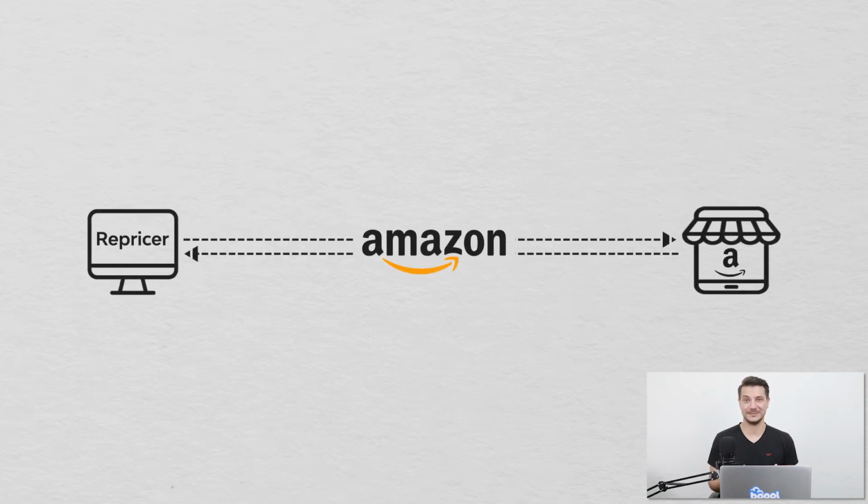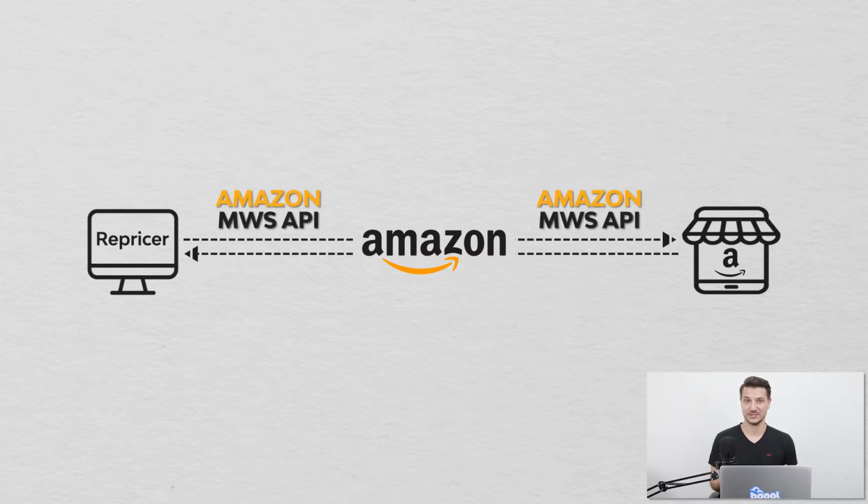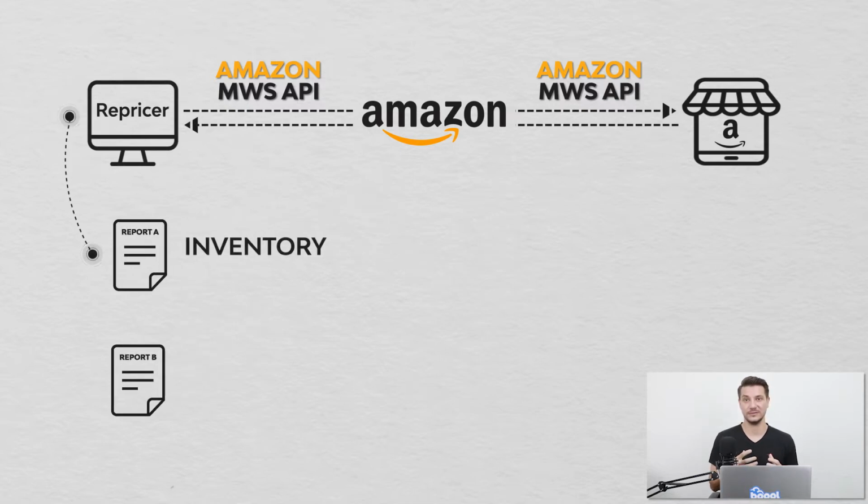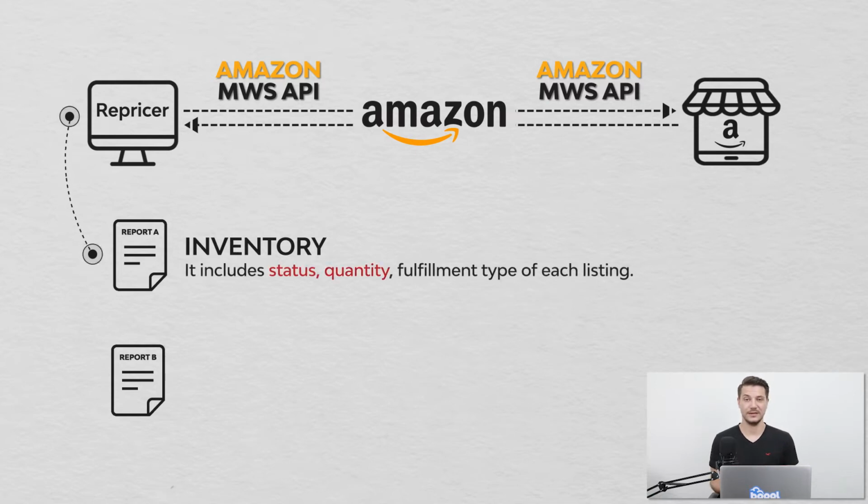When it's connected to an Amazon store, a Repricer starts communicating with Amazon through something called the MWS subscription. It's an API. So basically, there is a communication in two ways. There are two types of SQS reports that are received by the Repricer. The first type is the one that is relative to your inventory. So it will include the status, the quantity, and fulfillment type of each listing. This report is used by the software just to keep up with your inventory info and always keep it updated. So this is just about your side.